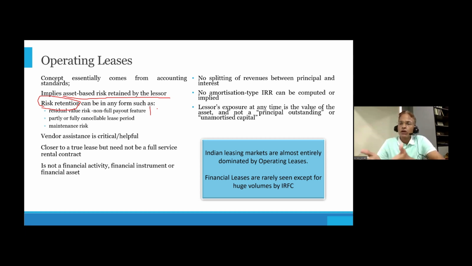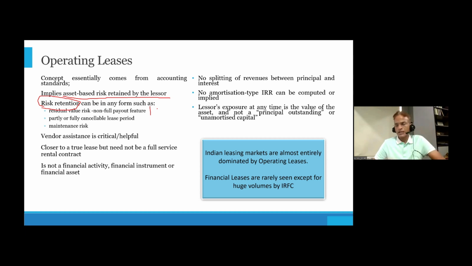The lessor may also take risk on maintenance or may take some other risk on the asset. So there might be a variety of risks the lessor may take on the asset, which would all go on to make the lease a non-financial lease, because in straightforward financial transactions, we don't expect a financier to be exposed to risk of asset values except by way of security risk.